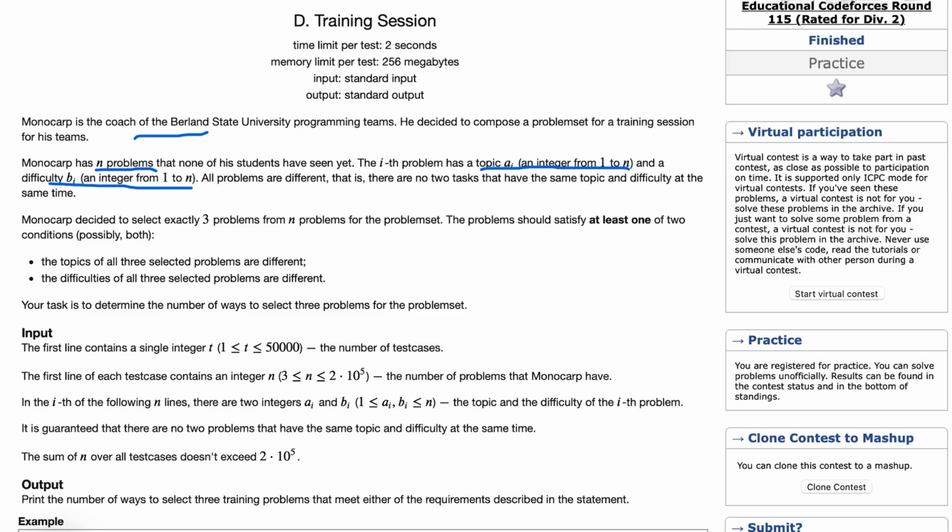Now, Monocarp decided to select exactly three problems from n problems for the problem set. The problem set should satisfy at least one of the two conditions, possibly both. The topics of all the selected problems are different, or the difficulties of all three selected problems are different. Those are the two conditions. That is, either the topics will be totally different or the difficulties will be totally different. Now, your task is to determine the number of ways to select the three problems for the problem set.